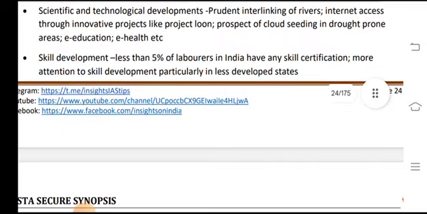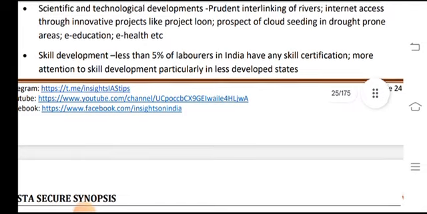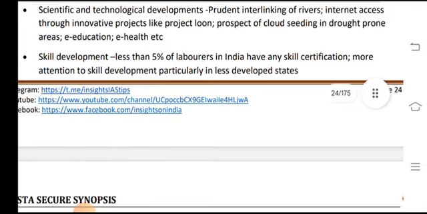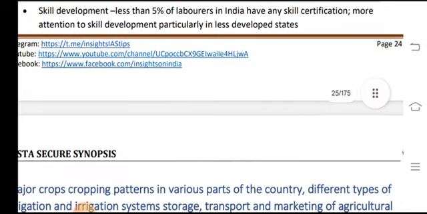Scientific and technological development, prudent interlinking of rivers, and internet access through innovative projects like Project Loon, cloud seeding in drought-prone areas, e-education, e-health and so on are also needed. On skill development, less than 5% of the labor force in India has any skill certification.